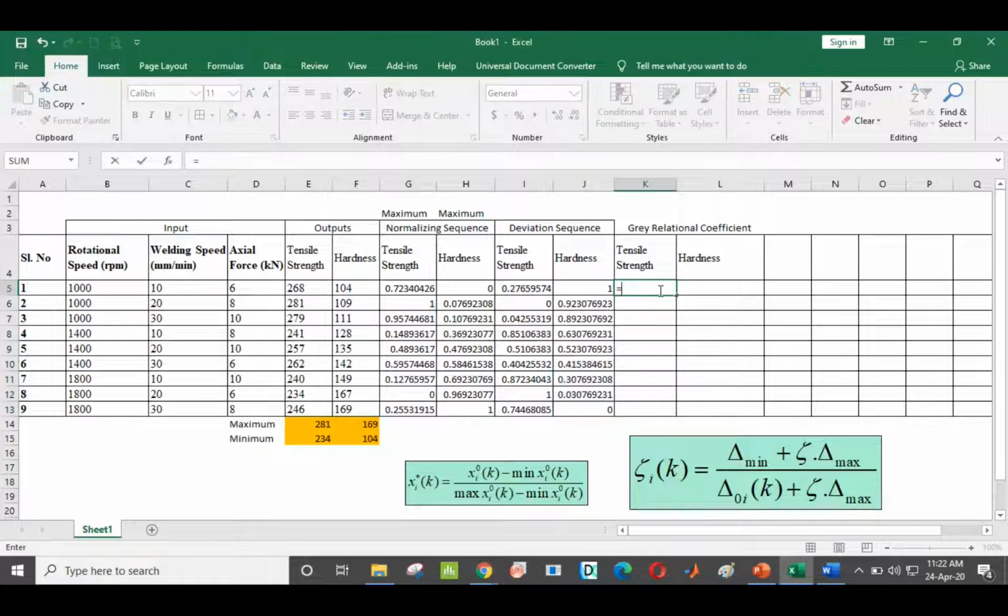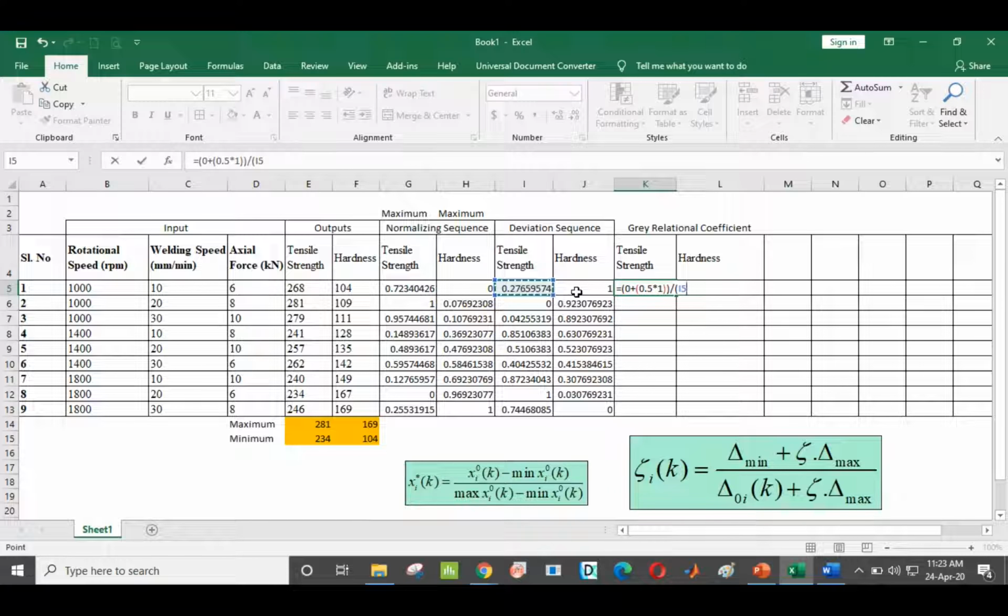Which is equal to del min. Del min is 0 plus, again I am going to open a bracket, eta value is 0.5 asterisk del max is 1, divided by, once again I am going to open a bracket, del 0i of k, that is the individual value. So this is the row number 5. I have to consider this value, the deviation sequence value of tensile strength. Just click it. It comes I5, that is ith column, row number 5.